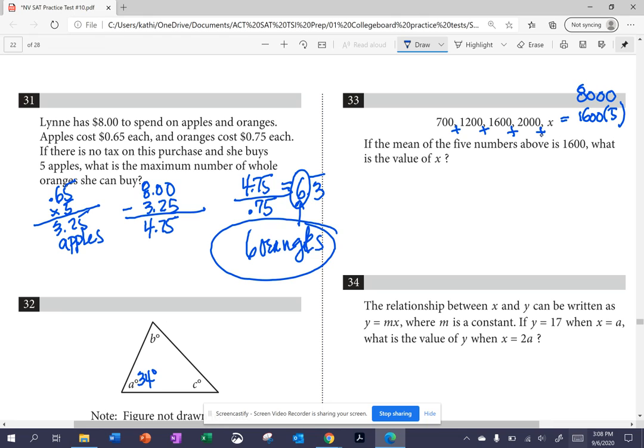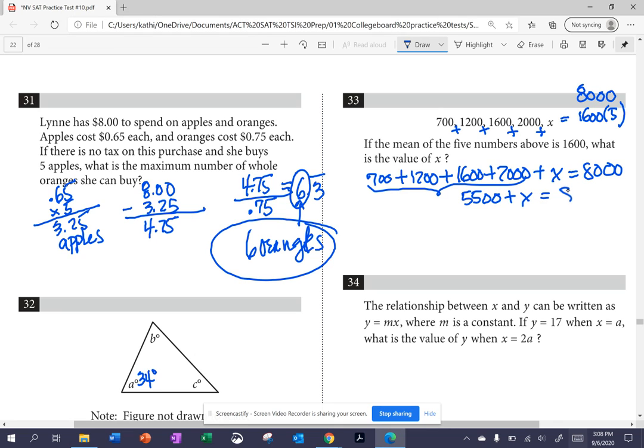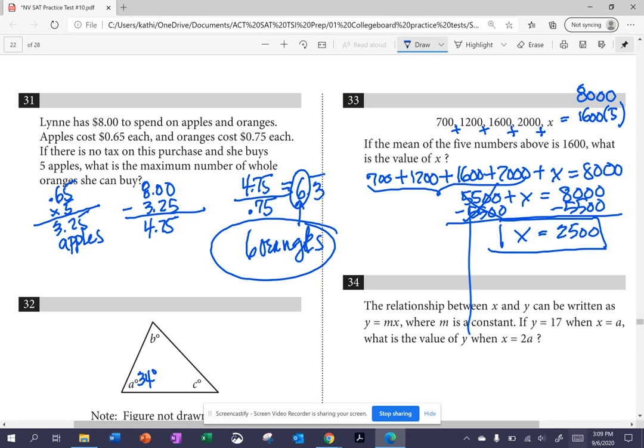So now I'm going to solve for x. So I have 700 plus 1,200 plus 1,600 plus 2,000 plus x equals 8,000. So if I combine like terms, this is 5,500 plus x equals 8,000. Subtract 5,500, and I get x equals 2,500. 34. Oops.